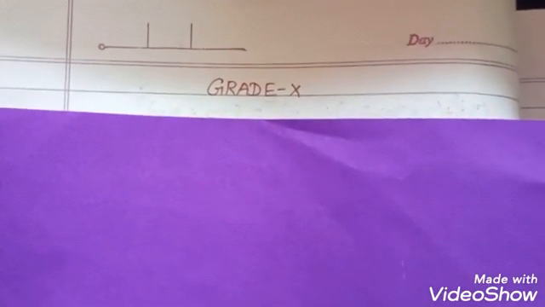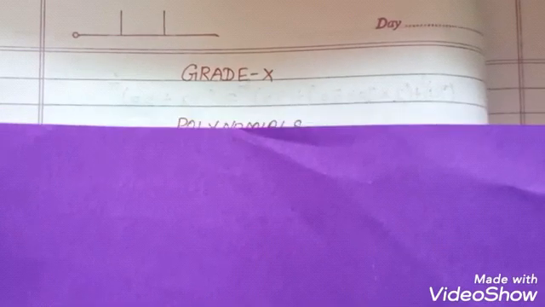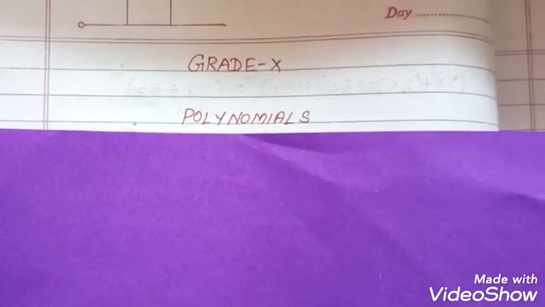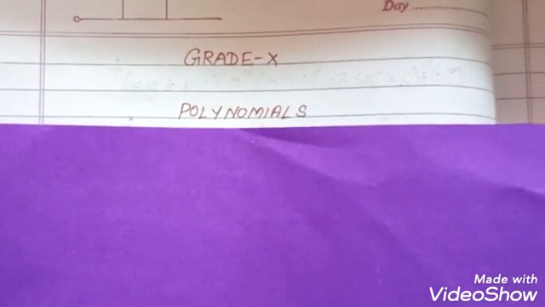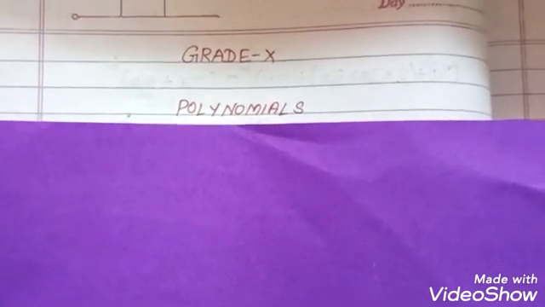Last class we discussed some extra word problems in probability. Today we move on to the new chapter, polynomials. First you have to know what is meant by polynomials and what the types are. You have to know the definition of the polynomial. So first, the definition of the polynomial.